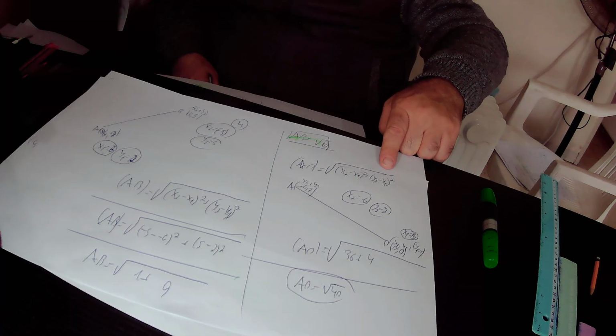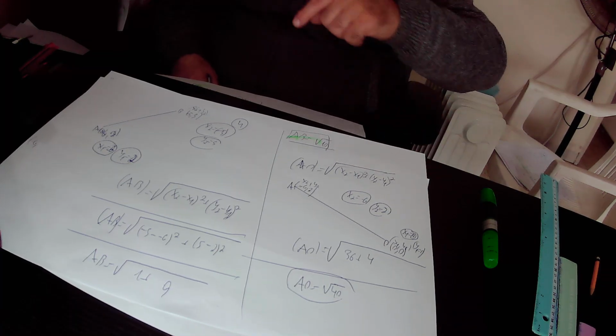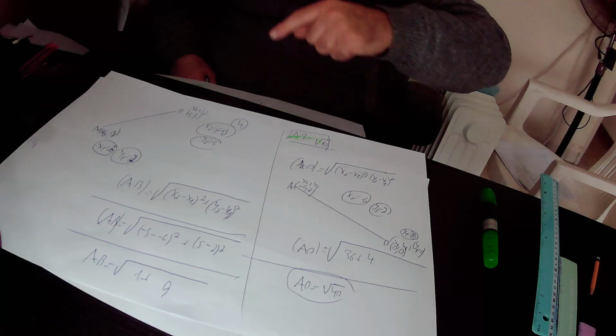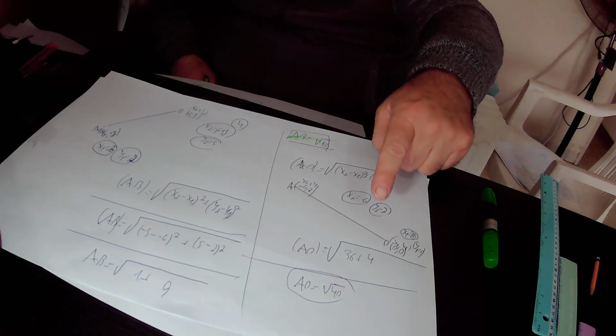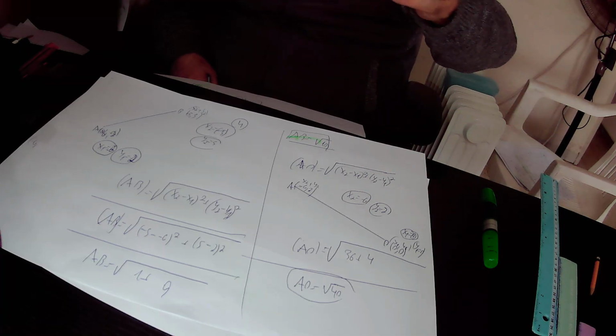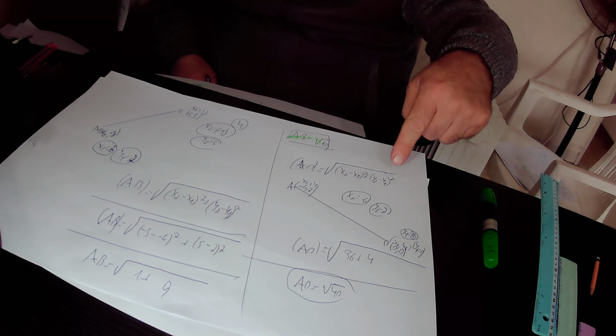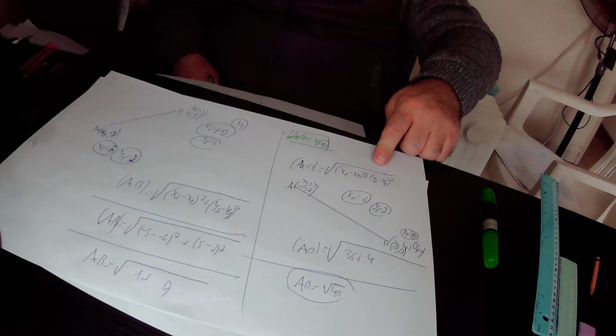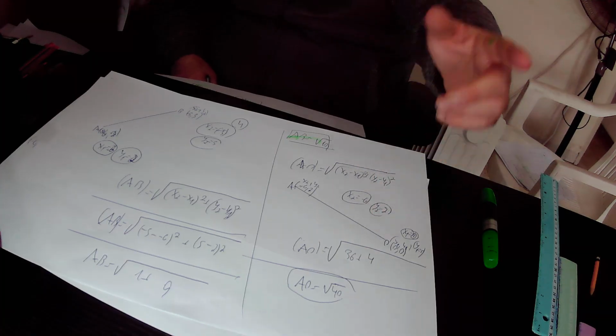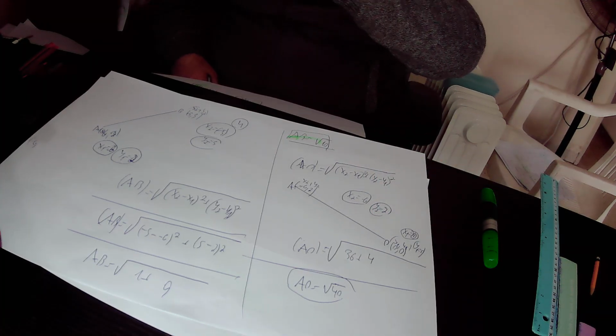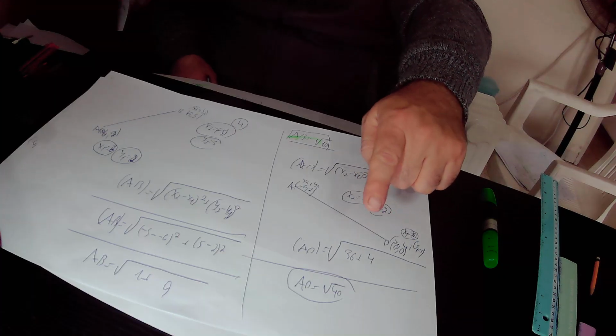Plus y2 minus y1 square. y2 equals 2, minus y1, that is 0. 2 minus 0 is 2, and 2 square is 4. So in total, y2 minus y1 square equals 2 square, that is 4. So in total, inside the root we have 36 plus 4, that is 40.